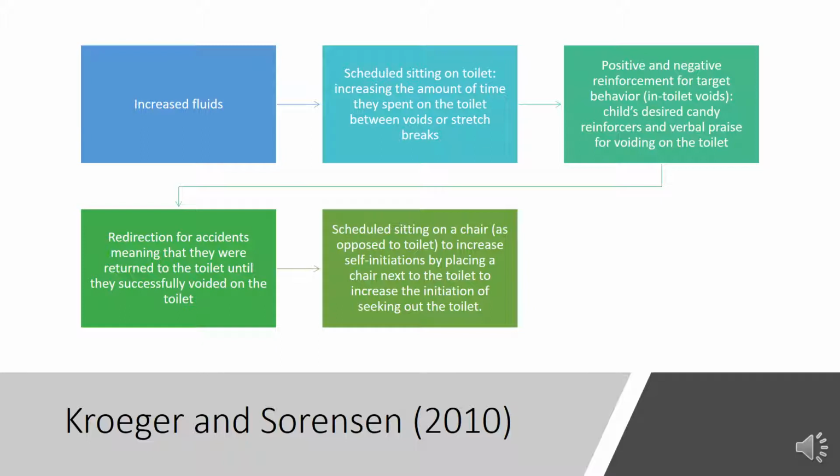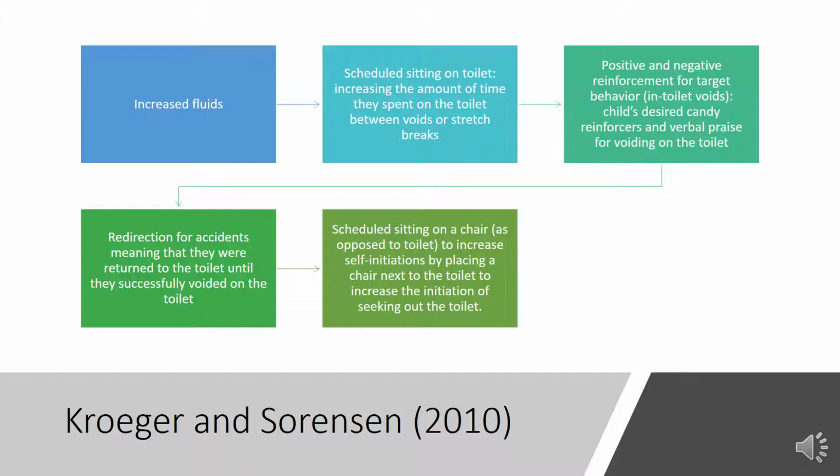They were scheduled to sit on the toilet. So they would increase the amount of time they spent on the toilet between voids or to get stretch breaks, meaning that they could start off with an interval of 10 minutes, and after 10 minutes, if they haven't gone to the bathroom, they could get up and stretch, and then they went right back on the toilet, and they stayed there until they did their complete void.